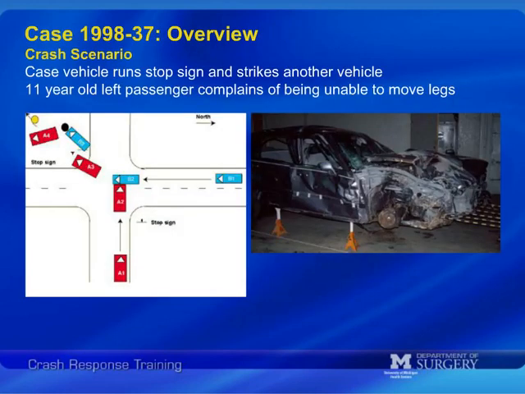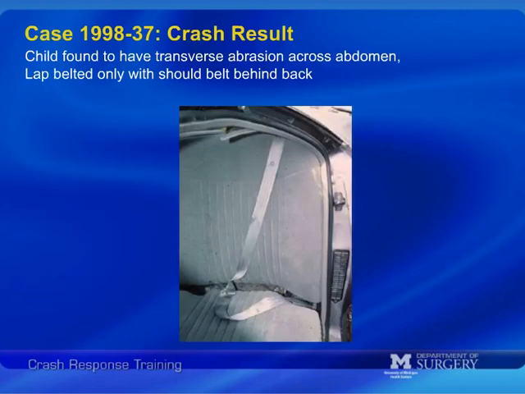Let's look at another case. In this one, our case vehicle runs a stop sign and strikes another vehicle. There's an 11-year-old left passenger who complains of being unable to move her legs. This child was found to have a transverse abrasion across the abdomen and was found to have been lap belted only with the shoulder belt behind her back.